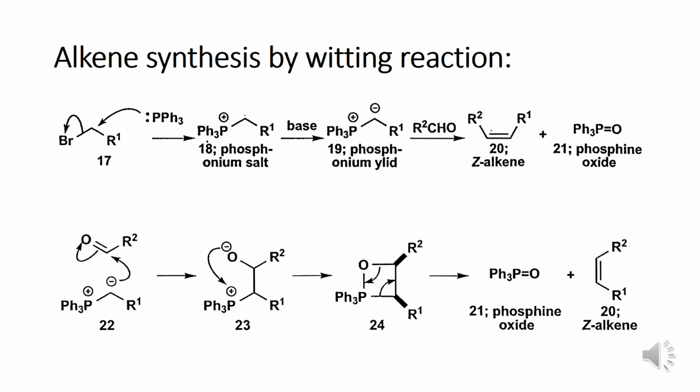An ylide is a species with positive and negative charge on adjacent atoms. So that compound is called an ylide. Here structure 19 is the ylide. Reaction with an aldehyde gives the alkene, and usually this kind of alkene is the Z alkene, the cis alkene, that you can see here, structure 20. And if you are taking here R1 substituent group as an alkyl group, the triphenylphosphine oxide is going to be obtained.